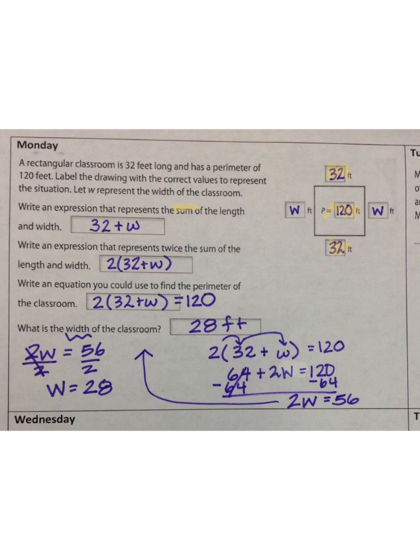And then to write an equation you could use to find the perimeter of the classroom, remember the formula for perimeter is 2 times the length plus 2 times the width, or you could do 2 times the length plus width. So I used 2 times (32 plus W) equals 120. And then down here below is my work where I solved for W by first distributing the 2 to each term in the parentheses, and then I subtracted 64 from each side and then divided by 2, and so I get that the width is 28 feet.